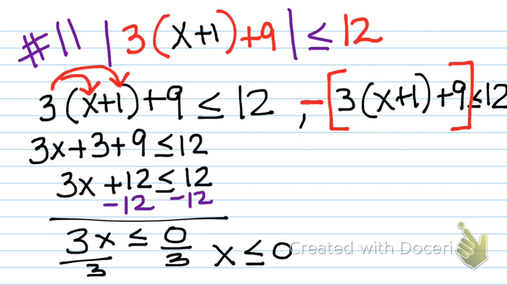Okay, now graph. And we need to color all the x's to the left. And we also color 0 because 0 is equals to x.